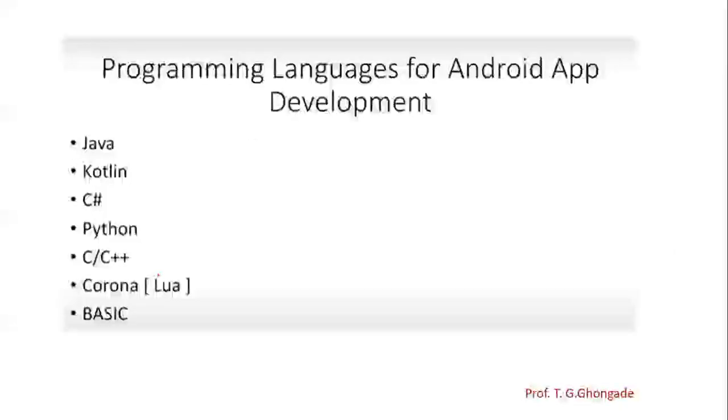Now next, so we have seen Android architecture. Let's talk about some programming languages used for Android application development. Here I have listed some of the programming languages like Java, Kotlin, C Sharp, Python, C++, Corona. Corona is a 2D framework that uses the language Lua. And the next one is Basic. Okay, but the most popular languages used for Android are Java and Kotlin. Okay, you can also use Python and run that code.